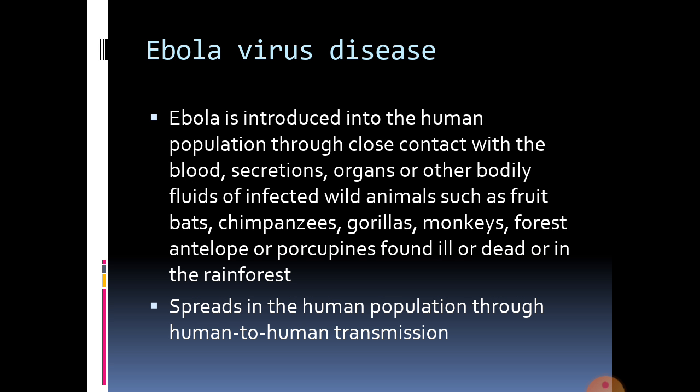Ebola virus disease. Ebola is introduced into the human population through close contact with the blood, secretions, organs, or other bodily fluids of infected wild animals such as fruit bats, chimpanzees, gorillas, monkeys, forest antelope, or porcupines found ill or dead or in the rainforest. It spreads in the human population through human to human transmission.